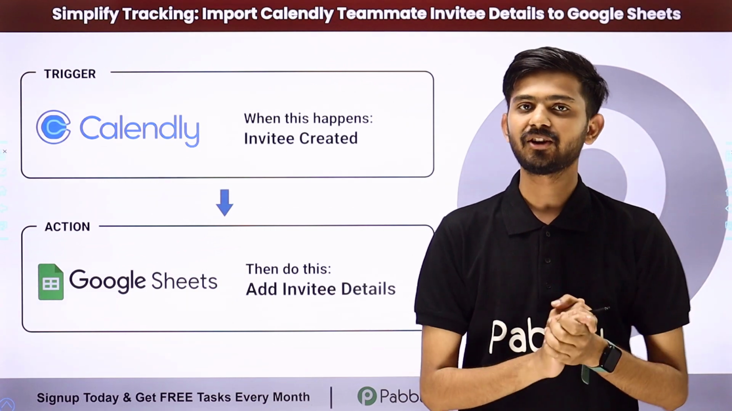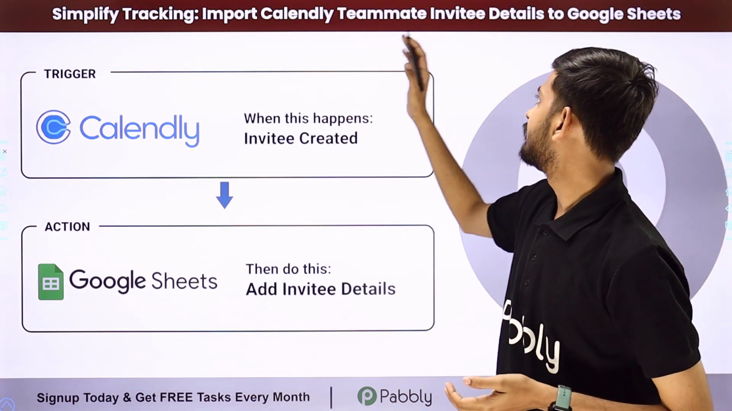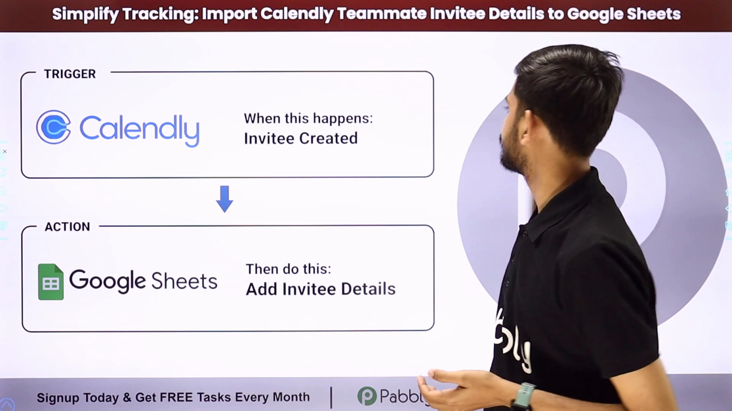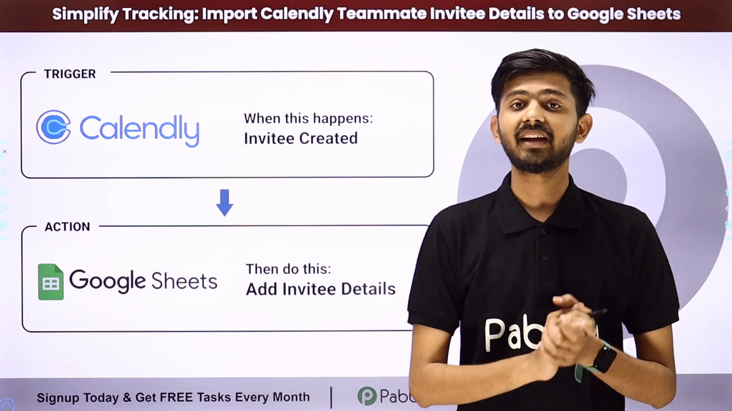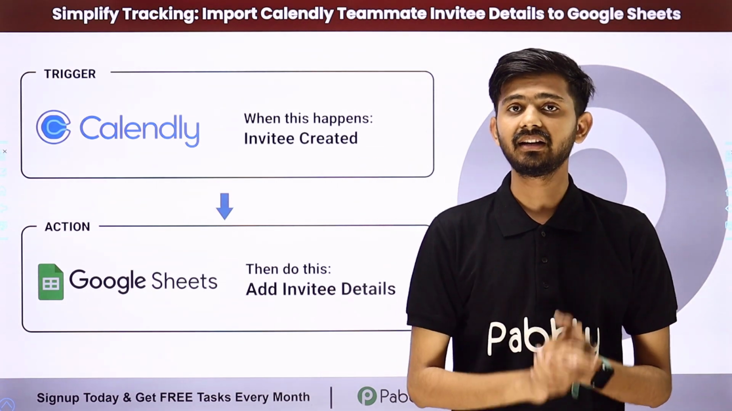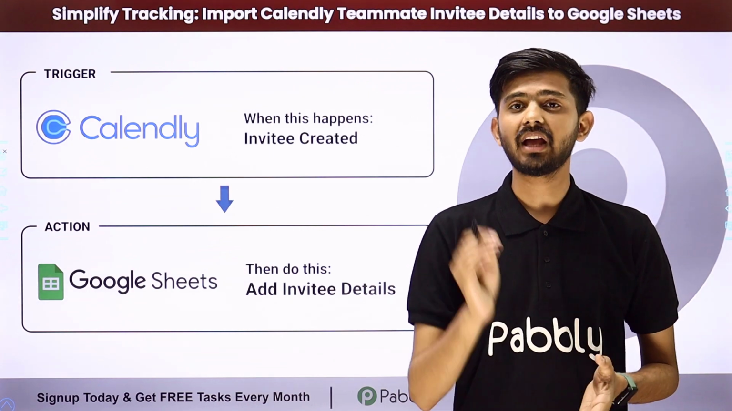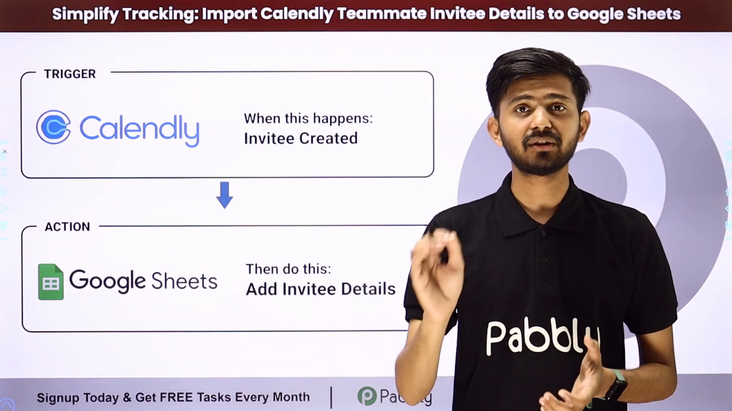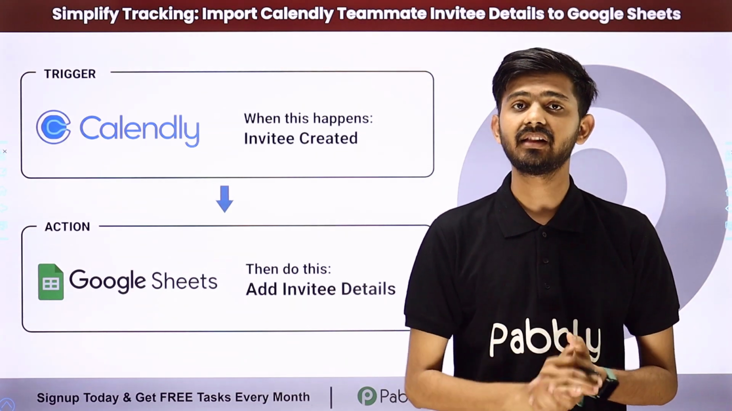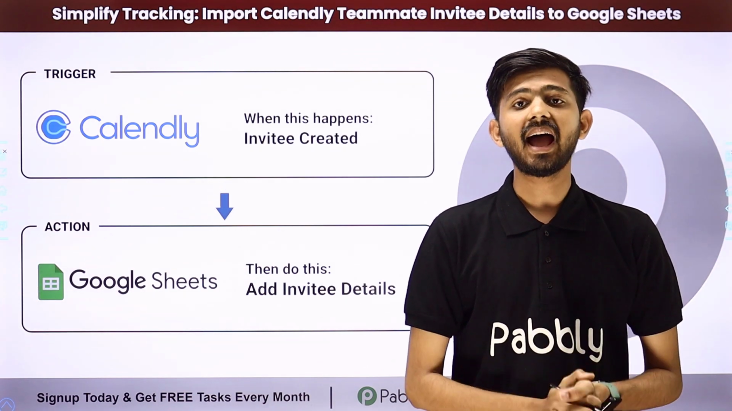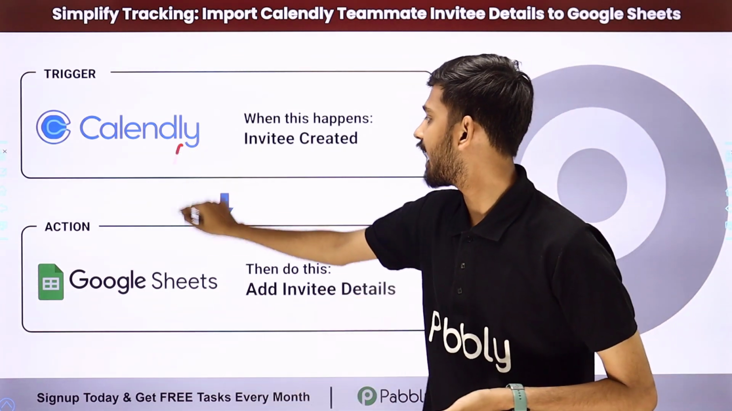Hello everyone, today our topic is how to import Calendly teammate invitee details to Google Sheets. So here my objective is that whenever a new invitee is added in Calendly by a teammate, then automatically I want to add these invitee details in my Google Sheet, but I want to add these details in different sheets. For that, I have to build a connection between Calendly and Google Sheets.